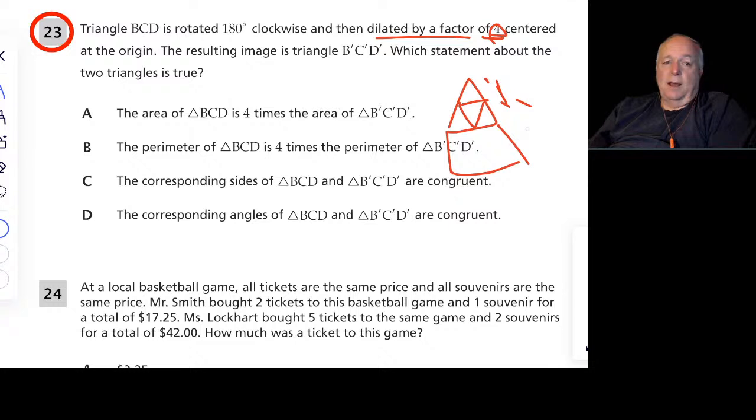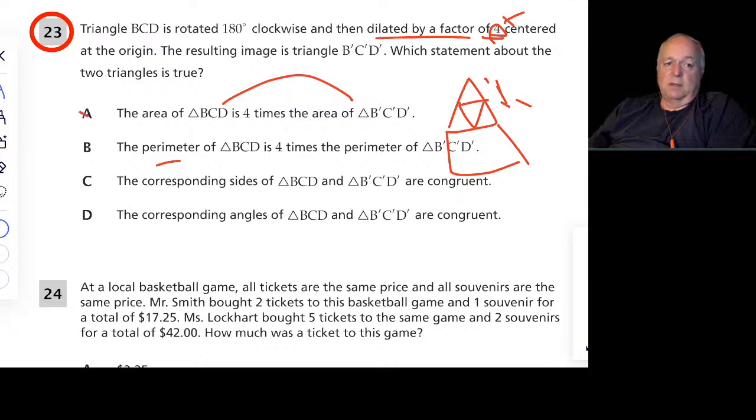The perimeter of... and by the way, this also has the issue that this is backwards. BCD was the original triangle. So if it got dilated, then the new triangle should be larger than the other one. This B has the same problem. The perimeter of the original triangle is larger than the perimeter... No, it was dilated. It was made by a factor of 4. This is not a fraction. It's not a decimal. It was expanded. It was made larger. So it's not A or B for the same reasons.